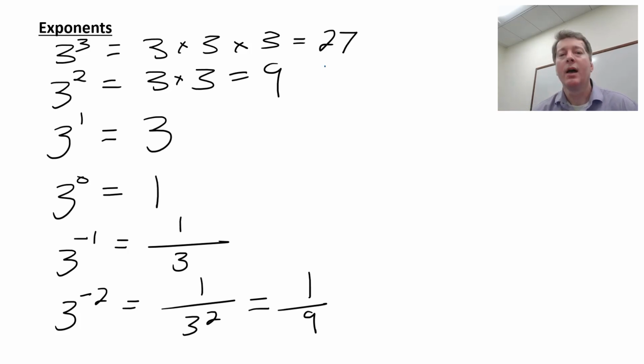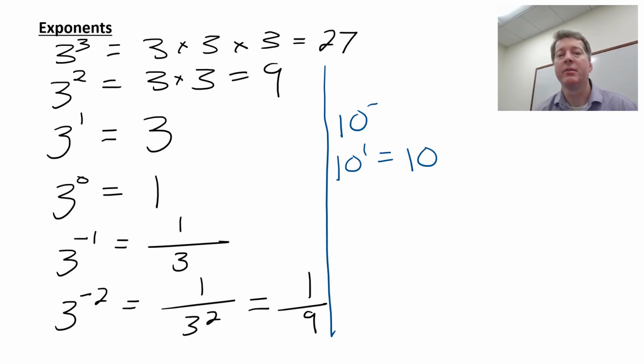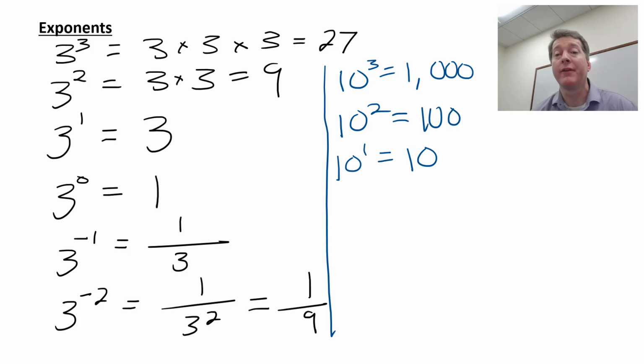Okay. How about raising 10 to an exponent? So 10 to the 1, of course, is just 10. 10 raised to the power of 2, 10 squared, is 100. 10 cubed, 10 raised to the power of 3, is 1,000. So when you raise 10 to an exponent, the exponent represents the number of zeros that follow the number 1. So 10 to the 1, 1 followed by 1 zero. 10 squared, 2 zeros. 1,000, 3 zeros.